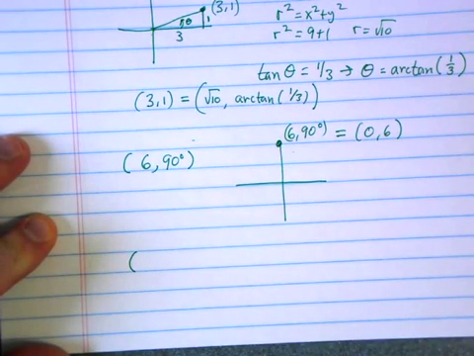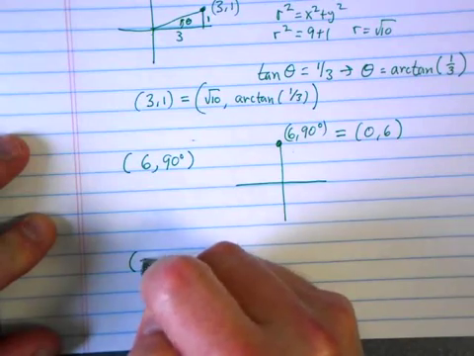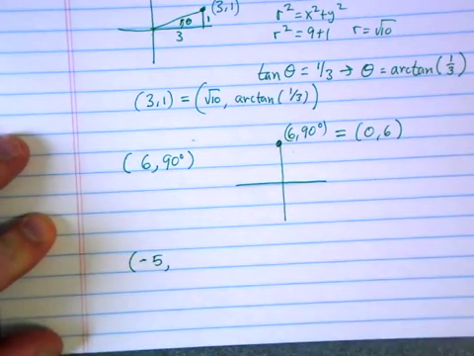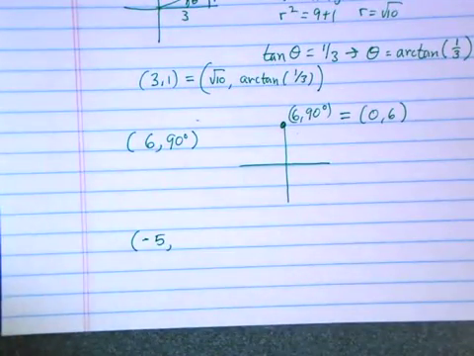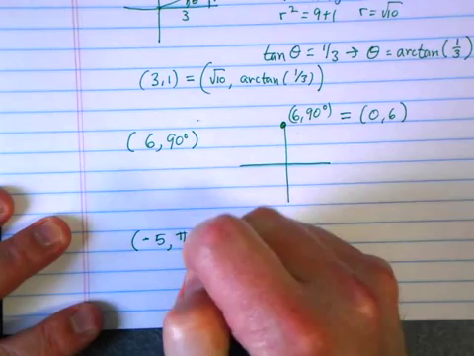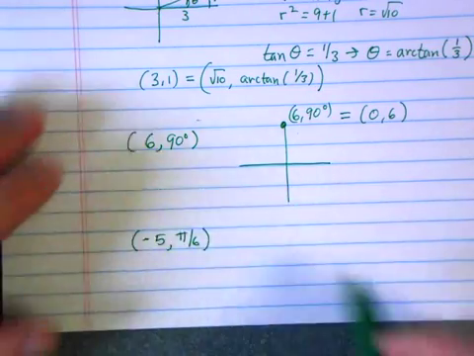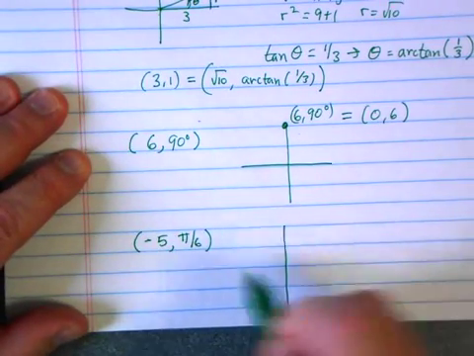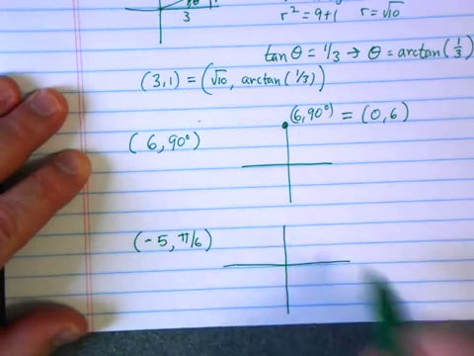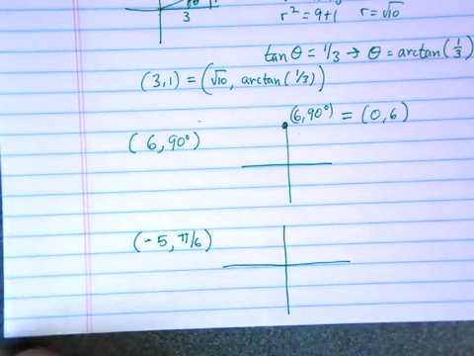What is it? Negative 5. Oh, I like that one. Negative 5, and then an angle that's not on one of the axes. Pi over what? Pi over 6. All right, I like that we're using radians. That's exciting. Pi over 6. All right, so where is the point negative 5, comma, pi over 6?